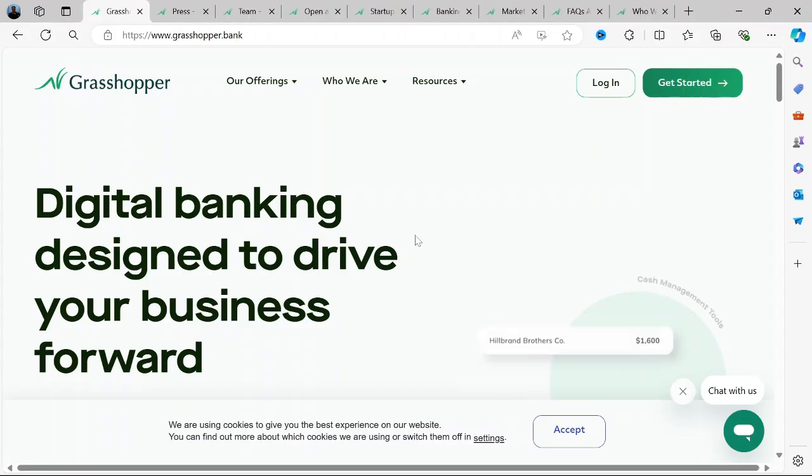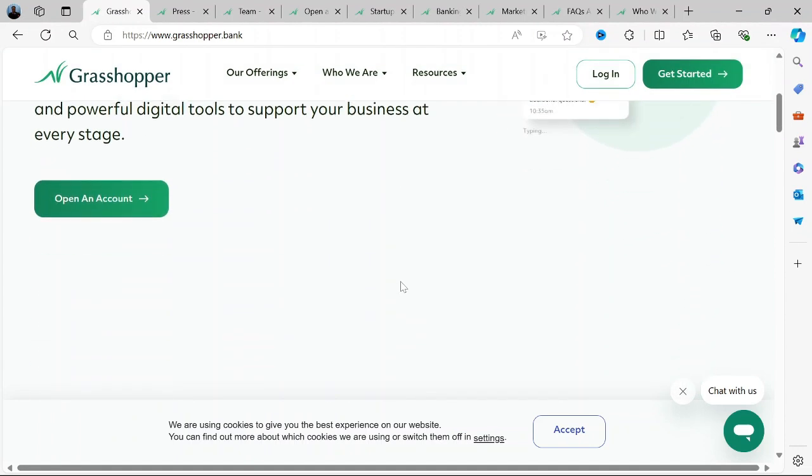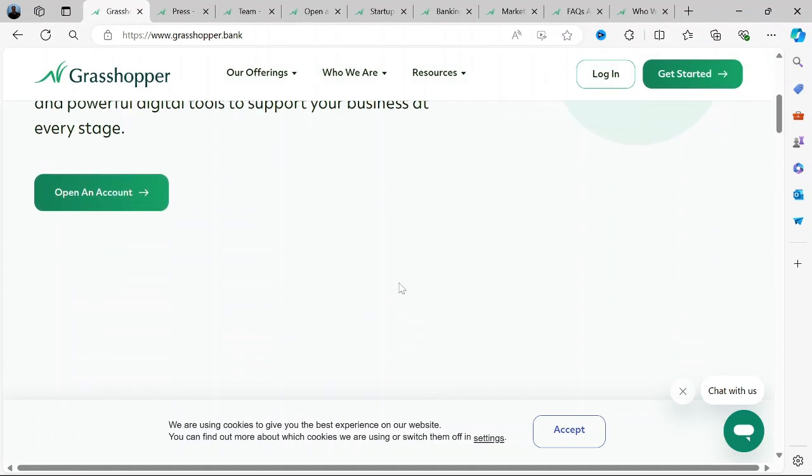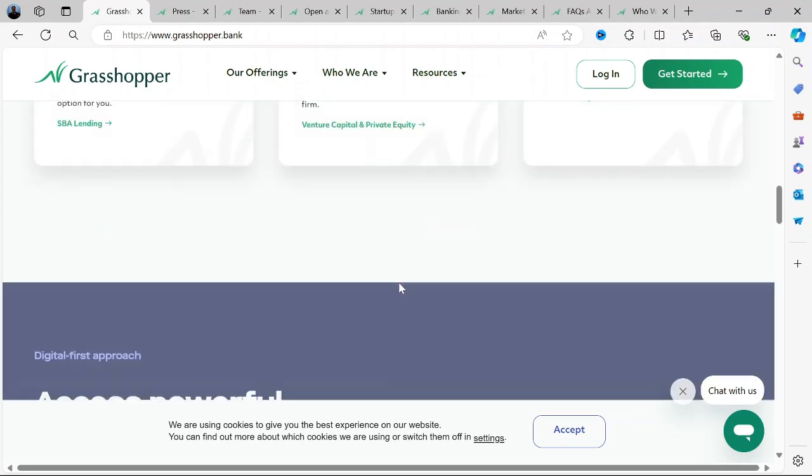Is Grasshopper Business Checking worth it in 2024? Today we'll be diving into what this platform is all about, its main features, pricing, as well as its pros and cons. By the end of this presentation, you'll have a clear understanding of whether Grasshopper Bank is the right fit for your banking needs.